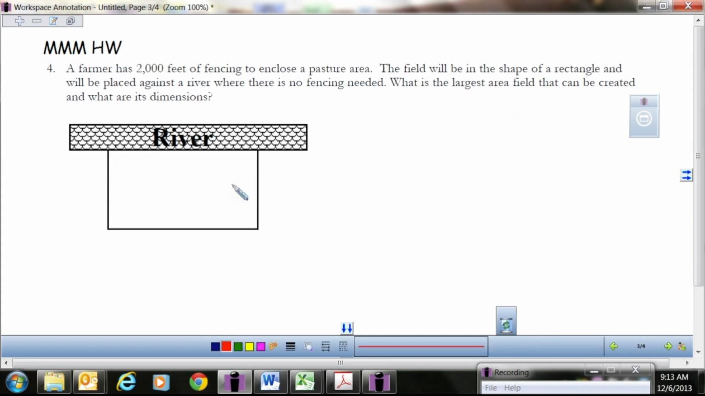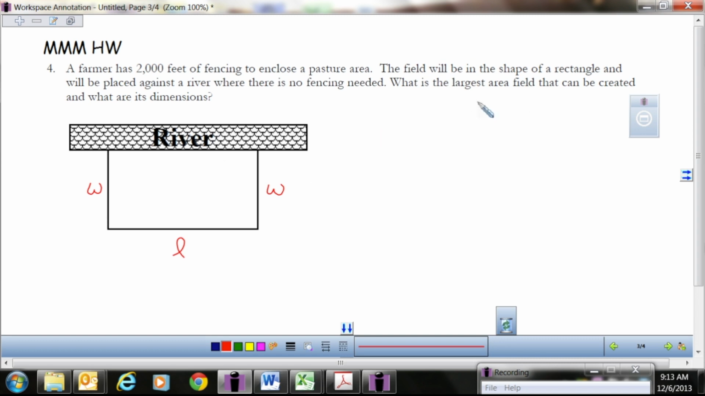Oh, the river problem. Okay, a farmer has 2,000 feet of fencing to enclose a pasture area. The field will be in the shape of a rectangle, and it's going to be against a river where there's no fencing needed. What is the largest area field that can be created, and what are the dimensions? So the first thing you've got to do is label this picture so we can start talking. I'm going to call this L, and I'm going to call this W, and there's another W. There is not going to be any fencing along the river.